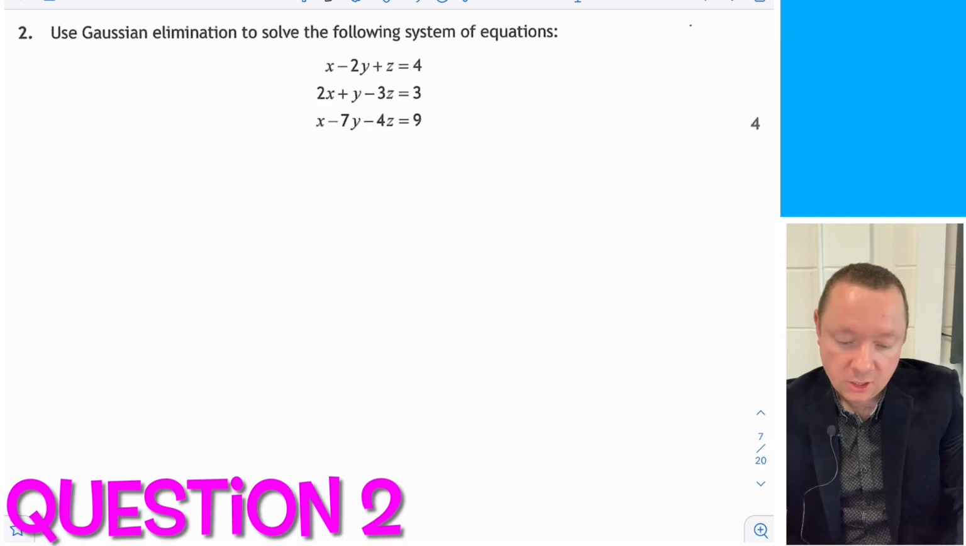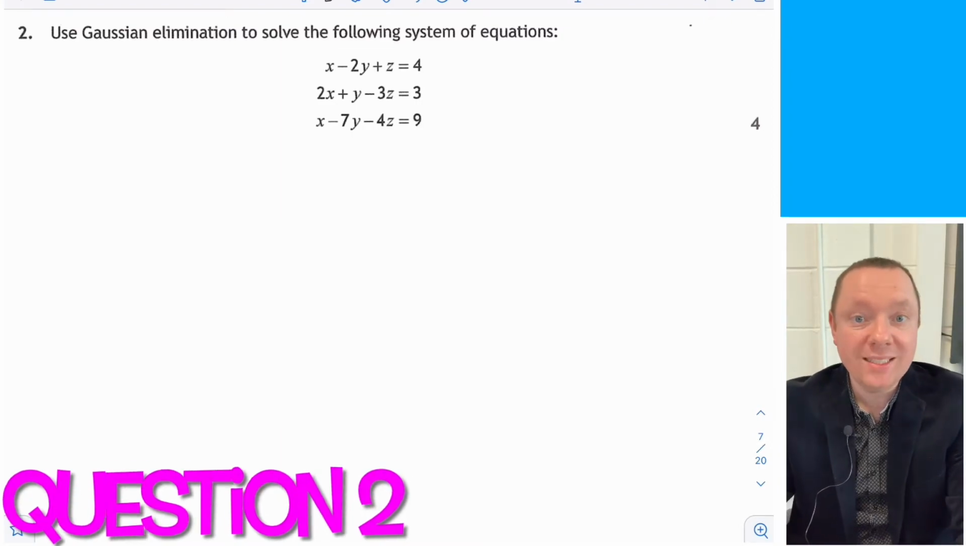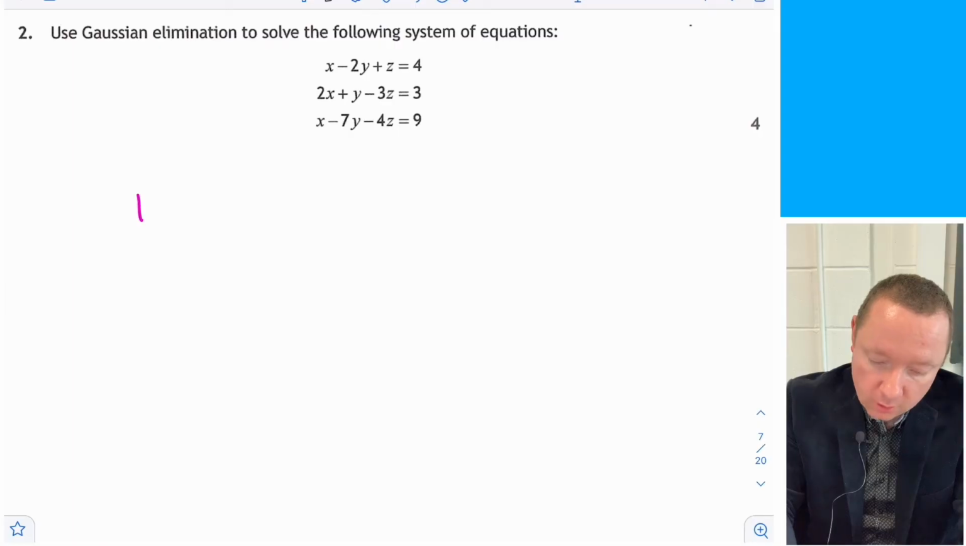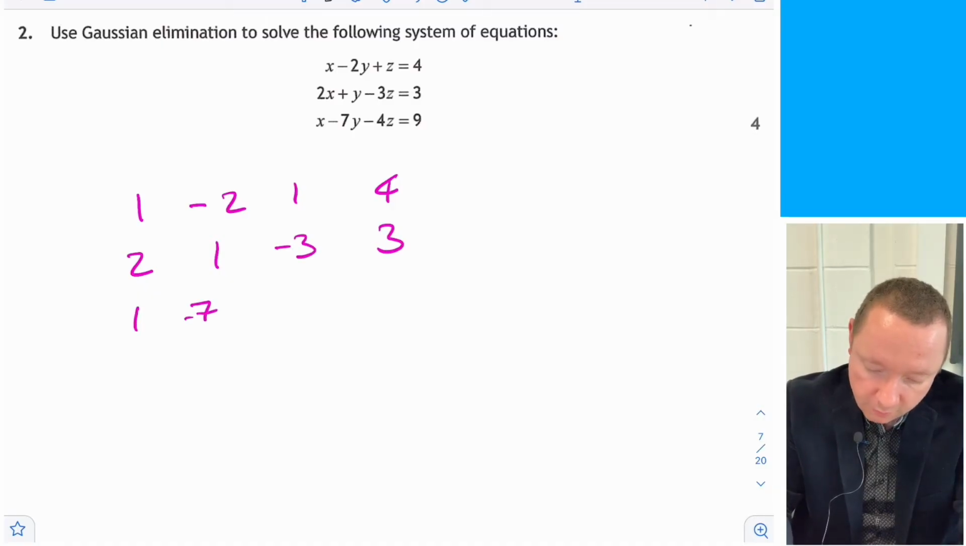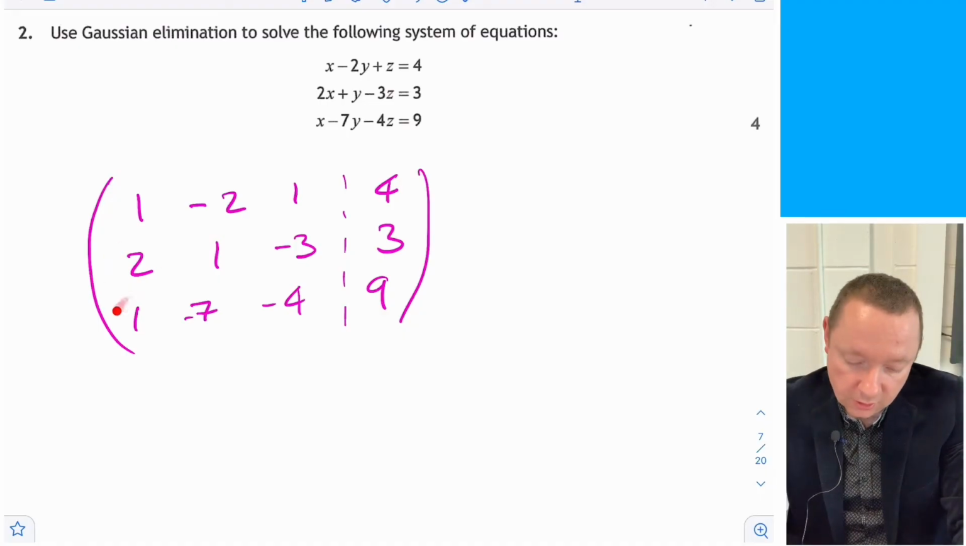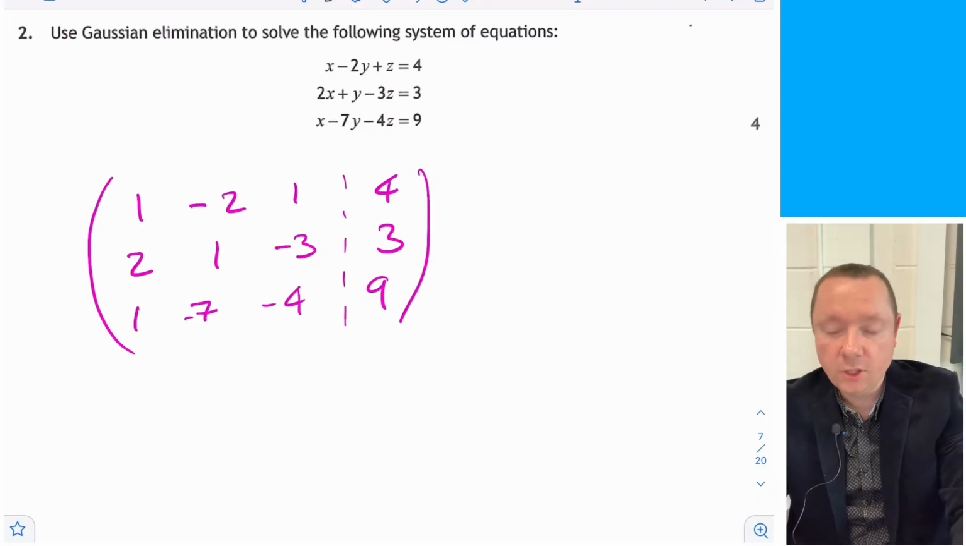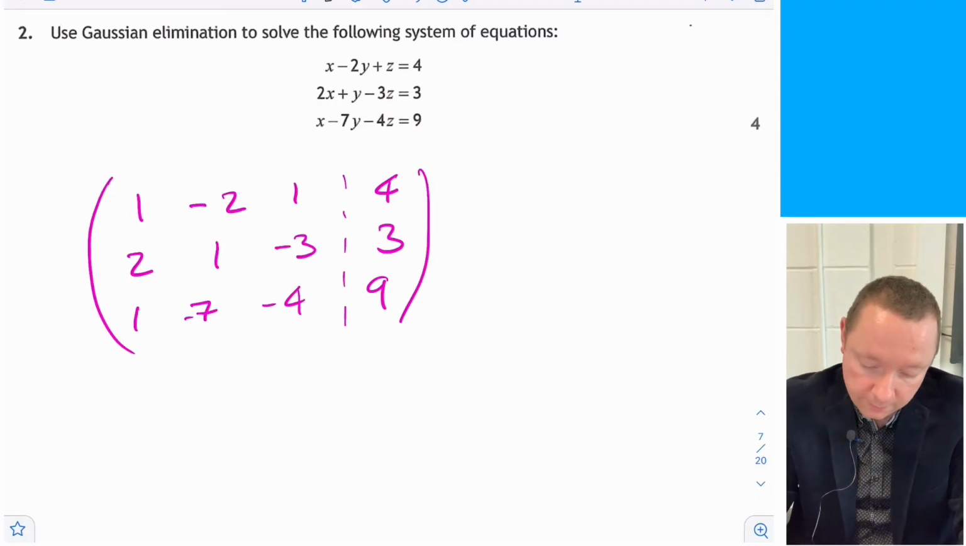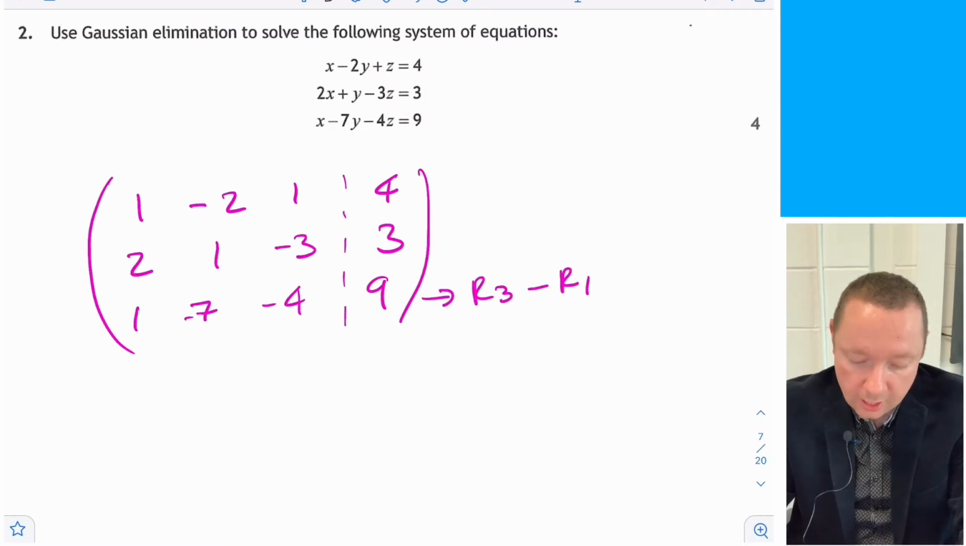Question 2, use Gaussian elimination to solve the following system of equations. So we can set up an augmented matrix. We've got 1, minus 2, 1 and 4. 2, 1, minus 3 and 3. 1, minus 7, 4, minus 4 and 9. Remember, the goal with the augmented matrix is to give zeros in these positions here. So the first thing I'm going to do is row 3 becomes row 3 minus row 1. And simultaneously, row 2 is going to become row 2 minus 2 row 1.